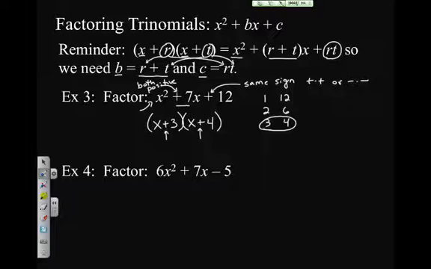Example 4 is a little bit more difficult because notice on this one there is a number in front of the x squared. So we have a little bit longer process that we have to go through. The first step here is to multiply the leading coefficient, 6, times the constant, which in this case is negative 5. And that gives us negative 30.